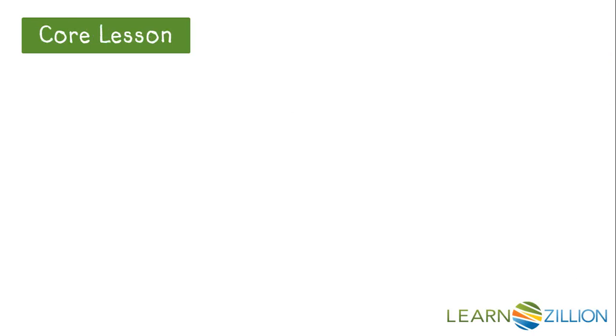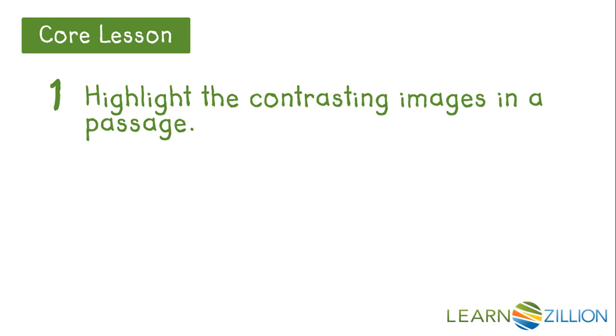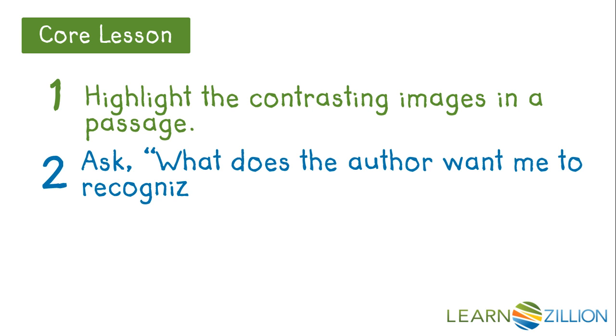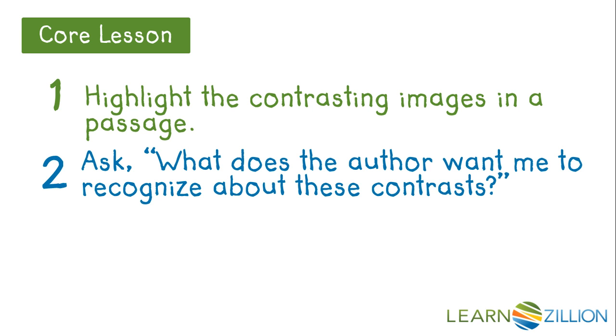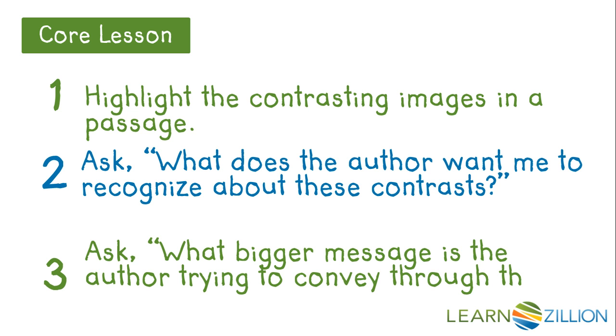So when we are trying to determine why the text leaves matters unclear, we're going to follow these three steps. First, we're going to highlight the contrasting images in the passage. Next, we're going to ask, what does the author want me to recognize about these contrasts? And third, we're going to ask, what bigger message is the author trying to convey through these contrasts?